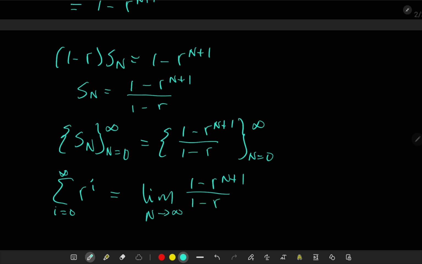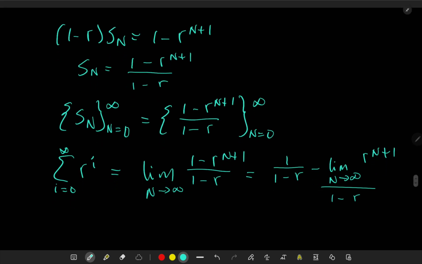And now this is very interesting because it all hinges on this term. This is the only thing that depends on n. You see, you can have the 1 over 1 minus r, if you distribute that, that doesn't depend on n, minus the limit. In fact, yeah, let's do this: limit as n goes to infinity of r to the n plus 1 all over 1 minus r. So you see, it all hinges on where this thing is going. This limit is what tells us everything.